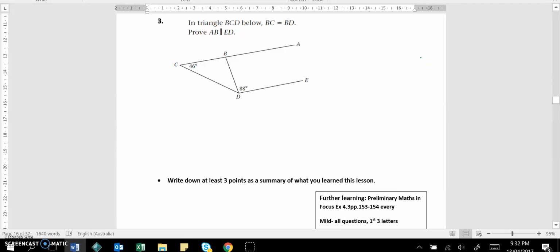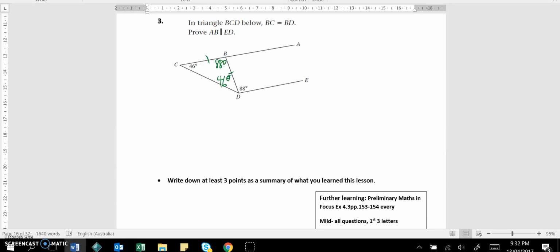Hello again, everybody. Just picking up from where we left last time because my video time expired. We figured out last time that in this picture, this bottom angle here was 46 degrees. We realized that this angle up here, up the top, was 88 degrees because of the angle sum of a triangle.